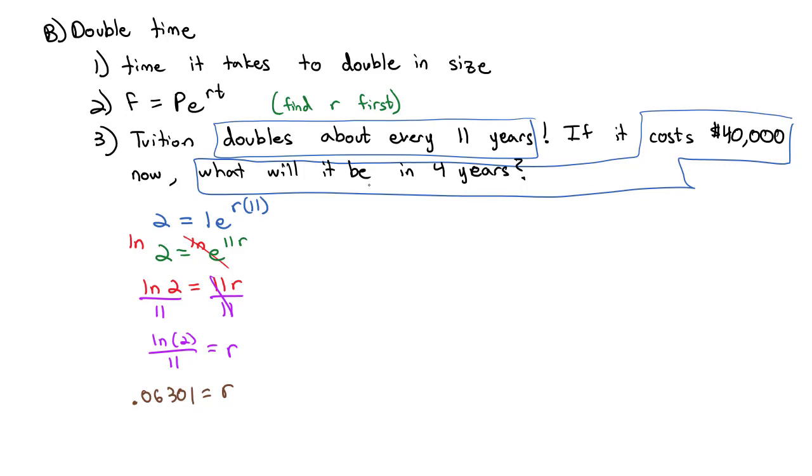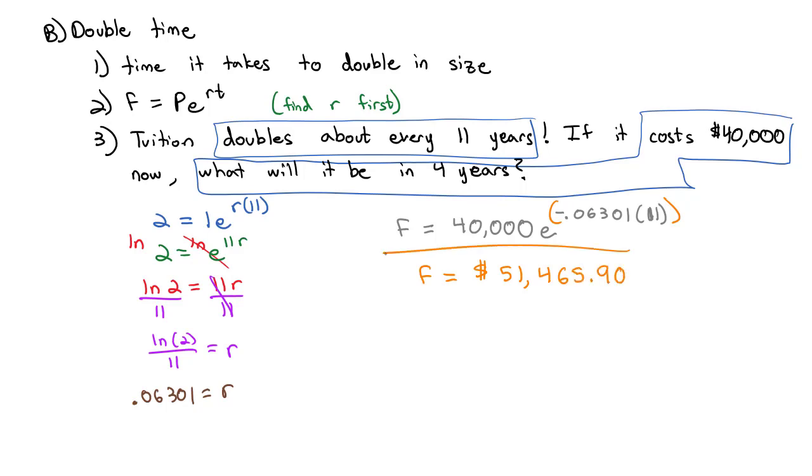If it costs $40,000 now, what will it be in 11 years? We're looking for the future value. It's $40,000 now, times e to the R, which is 0.06301, times time, which is the 11 years. Again, be careful how you put in the calculator. Your calculator might require an extra set of parentheses around the exponent. But the future value of that tuition, when I put this in my calculator, is $51,465.90.